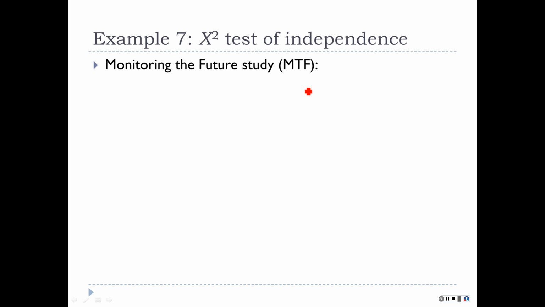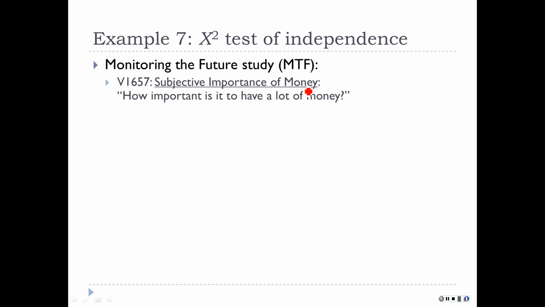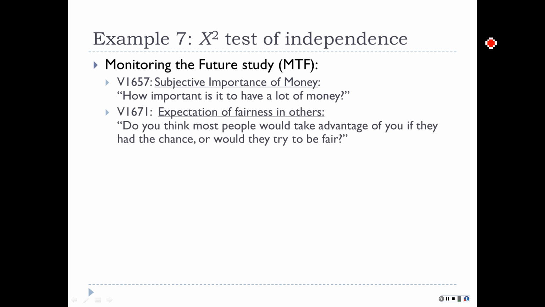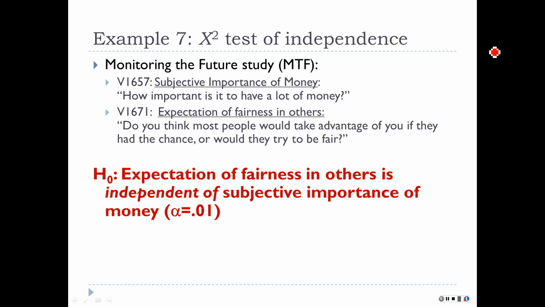From the Monitoring the Future study, you have this data available on my website, MTF 2006. I thought it would be interesting to look at the subjective importance to each student, these are high school students, of money. The question was, how important is it to have a lot of money, with some categorical answers. And then the expectation that other people would be fair. Do you think most people would take advantage of you if they had the chance, or would they try to be fair? And there are some categories for that too. You'll see in a minute.